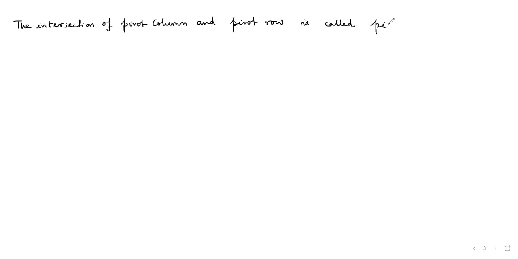So let me write one sentence which is important. The intersection of pivot column and pivot row is called pivot number. It's called pivot number.